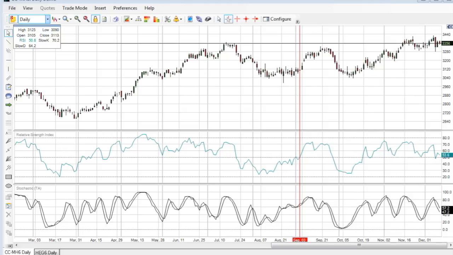First, I want to make sure that you realize trading commodity futures and options involves substantial risk of loss. These are risky markets and only risk capital should be used. Past performance is not necessarily indicative of future results.